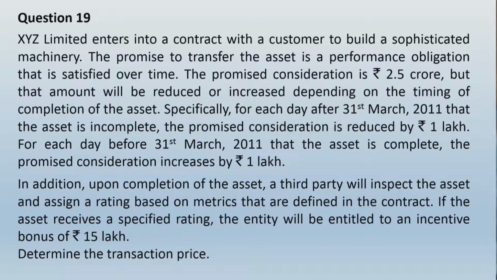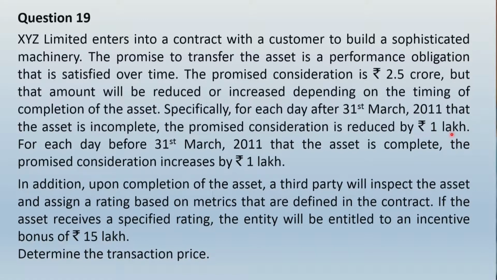Determine the transaction price. So friends, in this given scenario, we identified two different components of the consideration. One is the basic consideration that was rupees 2.5 crore, provided the task is done before 31st March 2011. And as per the condition, if the entity takes longer time, the amount of consideration will be reduced. If it takes shorter time, the amount of consideration will increase, and that increase or decrease will be at the rate of rupees 1 lakh per day.